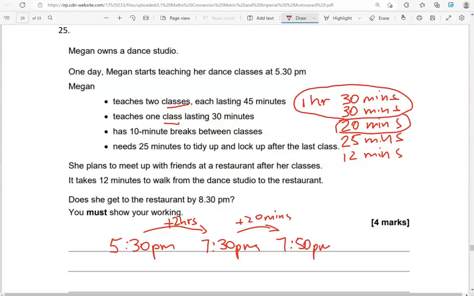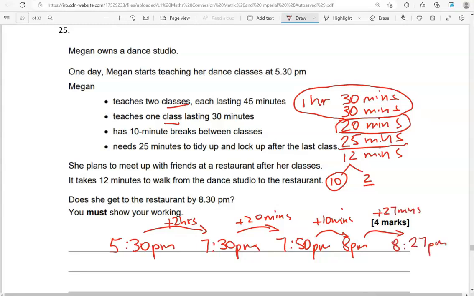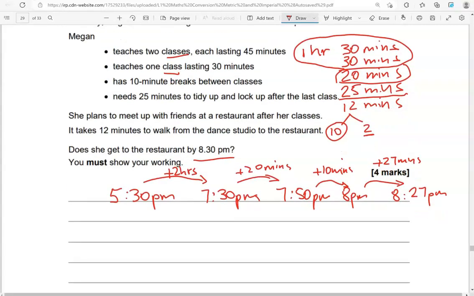I'm going to split the 12 minutes into 10 and 2. So adding 10 minutes will take us to 8 p.m. So I've got now 25 minutes and the 2 minutes, that is 27 minutes. So if I add 27 minutes, that will be 8:27 p.m. So does she get to the restaurant by 8:30 p.m.? Yes, 3 minutes early.